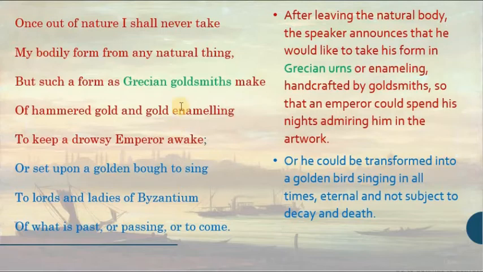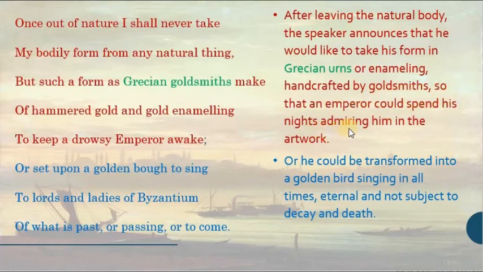Why gold? Because gold lasts for a very, very long time. And also at the same time, it is a very bright and beautiful kind of metal. So he wishes to become an artistic form, which is maybe placed in some kind of palace for some emperor to look at and to appreciate as an artistic thing to take pleasure from. So he wishes to become a Grecian urn or enameling handcrafted by goldsmith so that an emperor could spend his nights admiring him in the artwork.